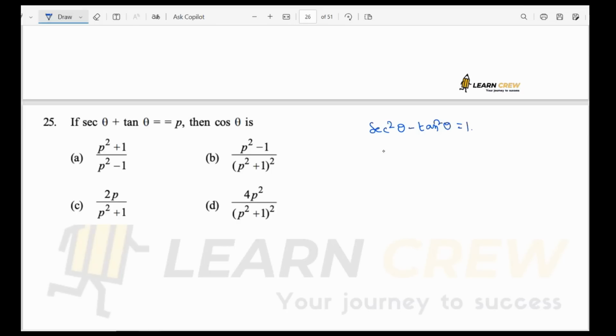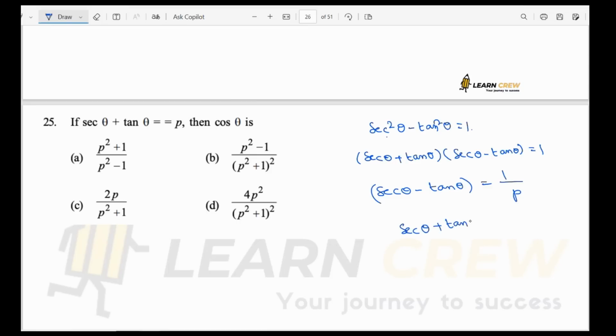Okay, so here a square minus b square means what? A plus b into a minus b or not? A is secant theta, b is tan theta. So secant theta plus tan theta into secant theta minus tan theta is equal to 1. So from this I will get secant theta minus tan theta is equal to 1 by secant theta plus tan theta, which is already P. Yes or no? So secant theta minus tan theta is 1 by P.